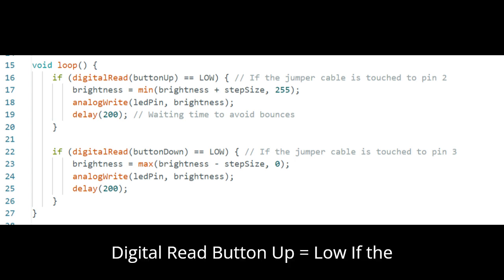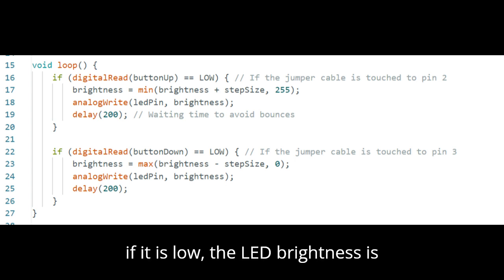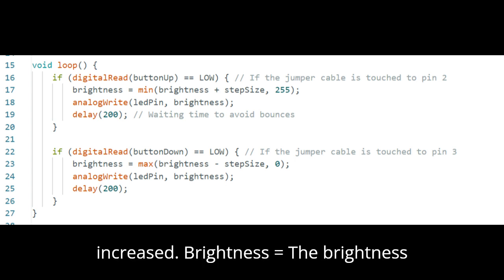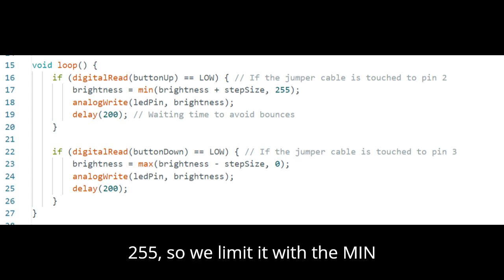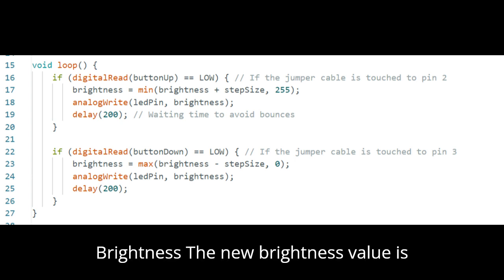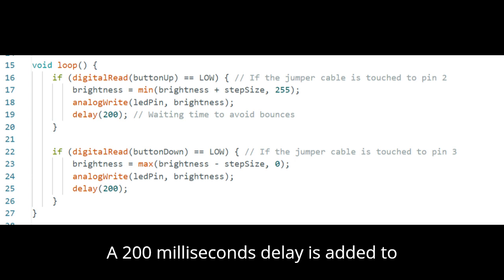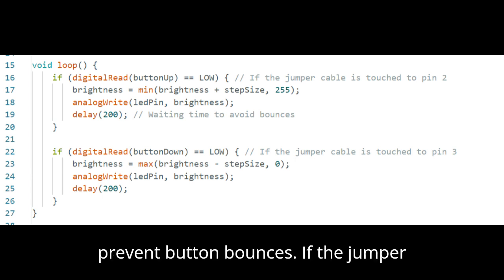digitalRead, button up, equals LOW. If the jumper wire is touched to the second pin, it is low, and the LED brightness is increased. Brightness equals... The brightness of the LED cannot be greater than 255, so we limit it with the min function. analogWrite, LED pin, brightness. The new brightness value is applied to the LED. delay(200). A 200 milliseconds delay is added to prevent button bounces.